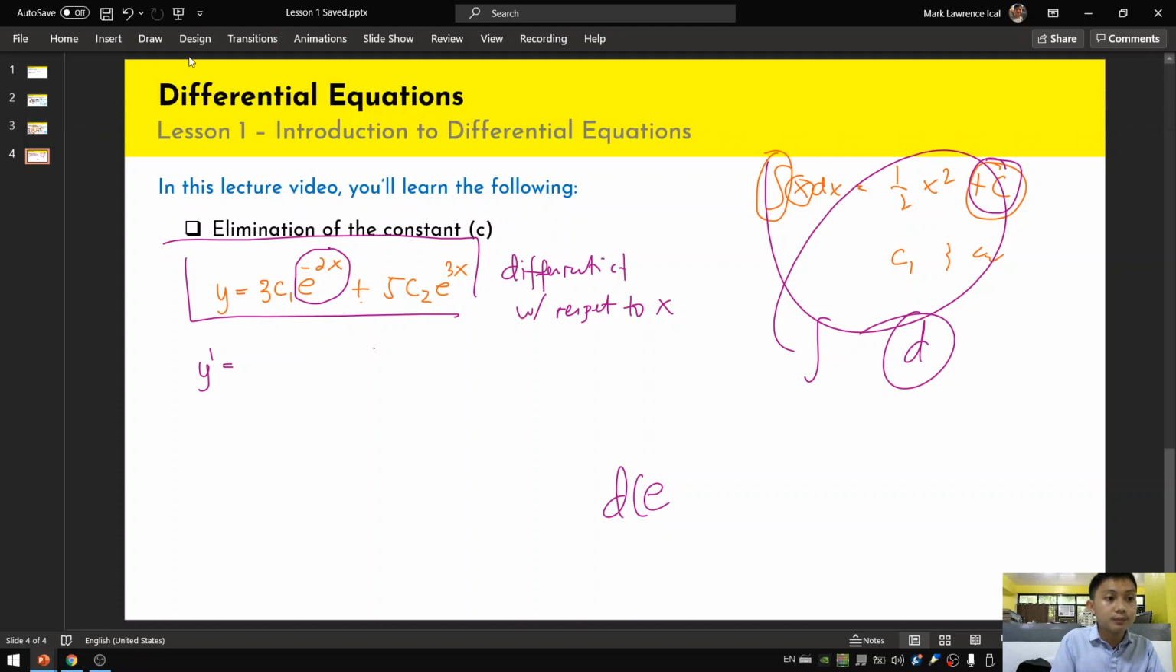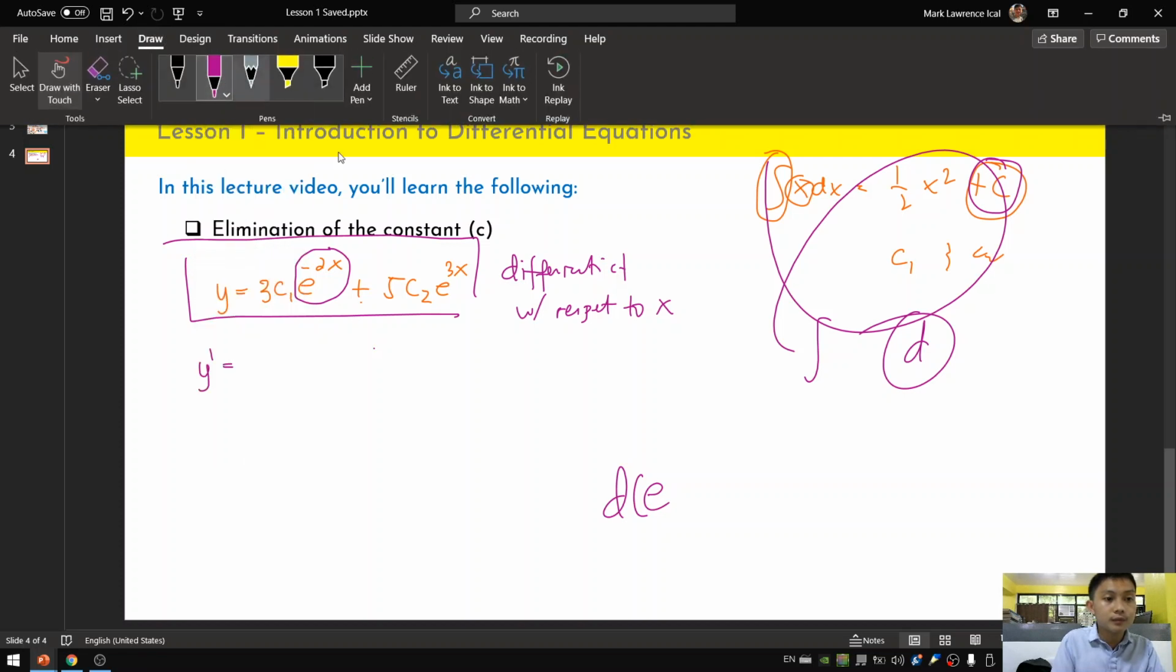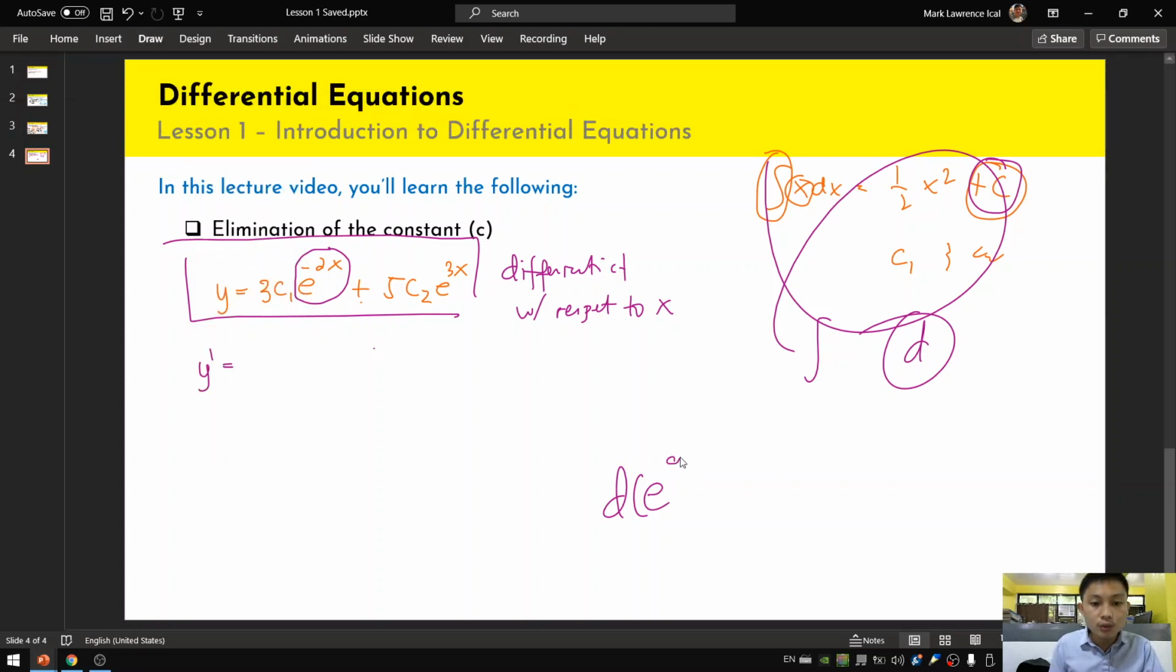So, e raised to ax. Okay. So, that's e raised to ax. So, ito yung differential niya. So, we have 3.